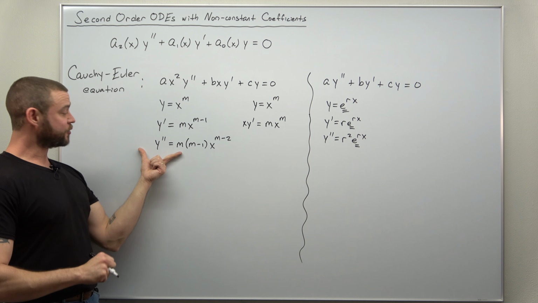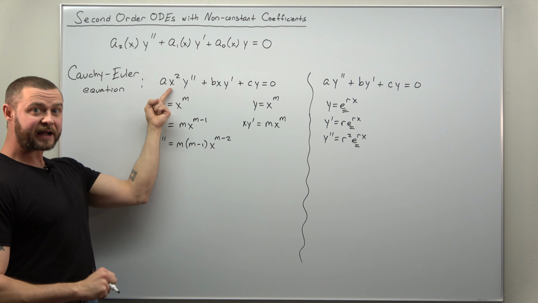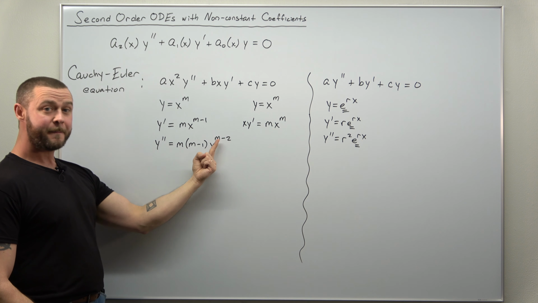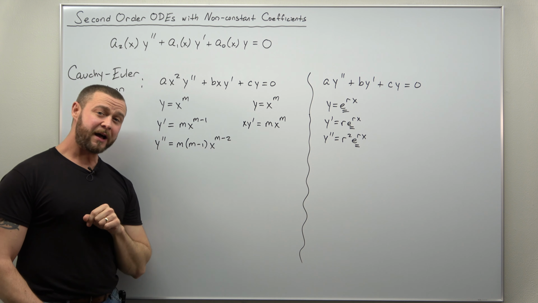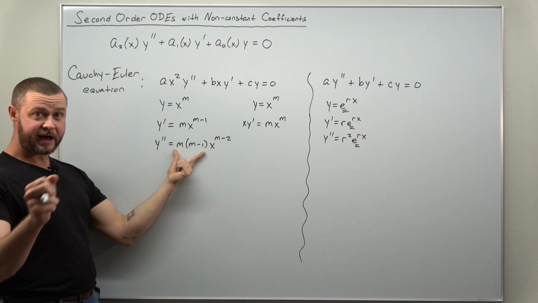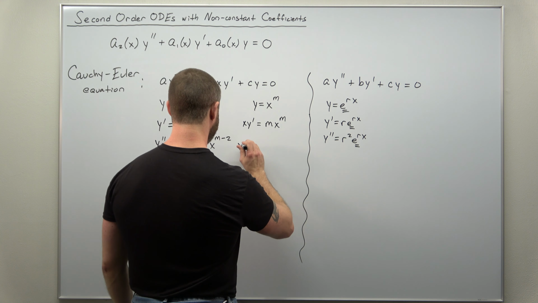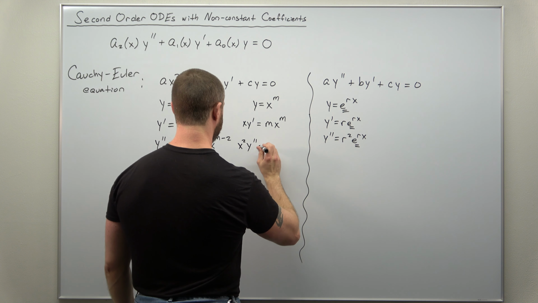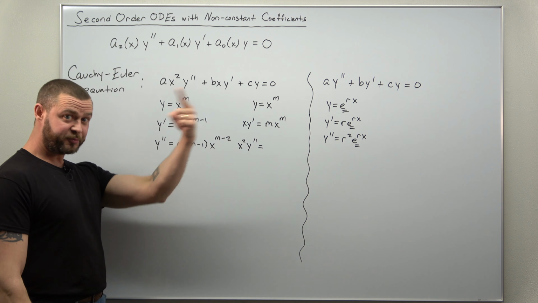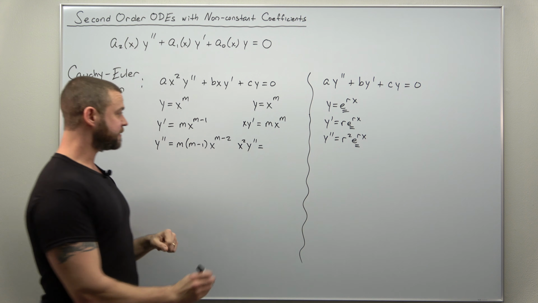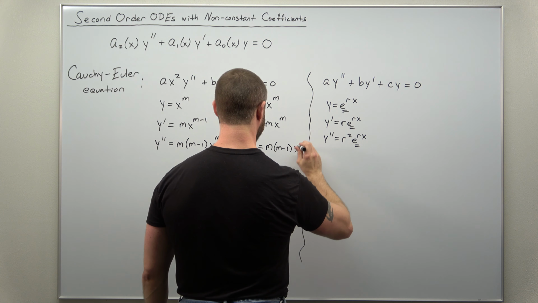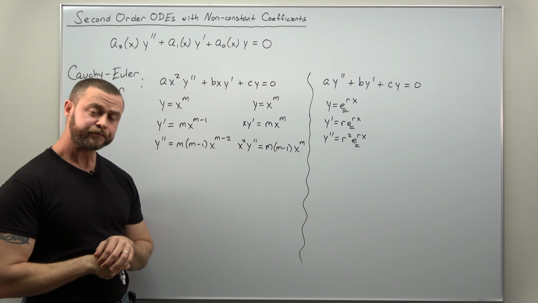And notice your second derivative term, that gets multiplied by x squared. Again, multiply this by x squared, you have x to the m minus 2, multiply by x squared, you can add 2, and you'll get x to the m. But you have extra factors. So your x squared y double prime term, multiply by x squared, that bumps back up to x to the m, but now you have extra factors. m times m minus 1, x to the m.